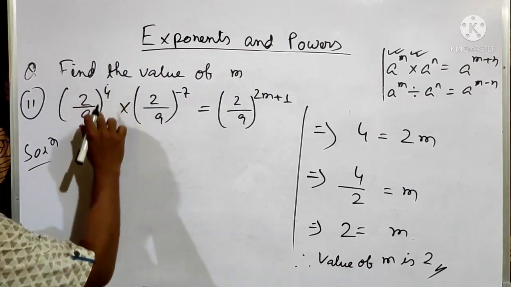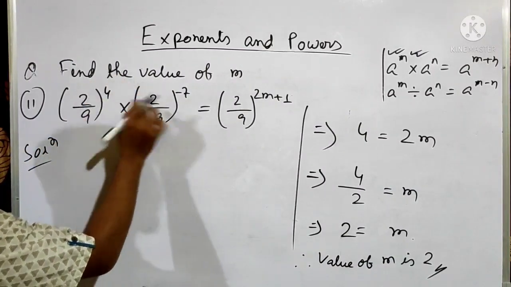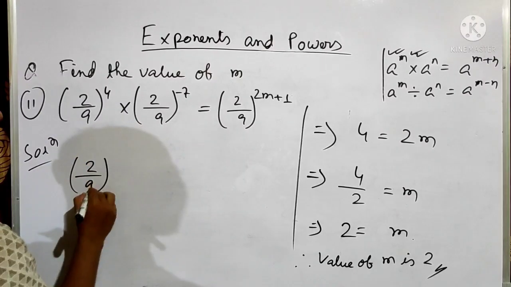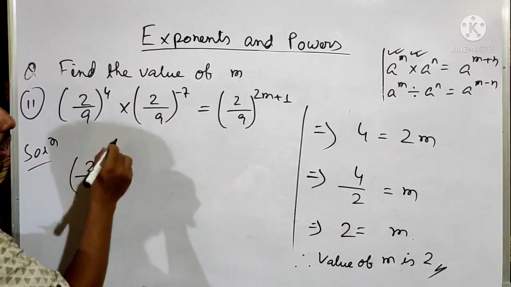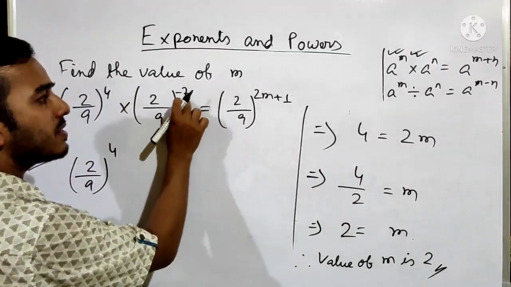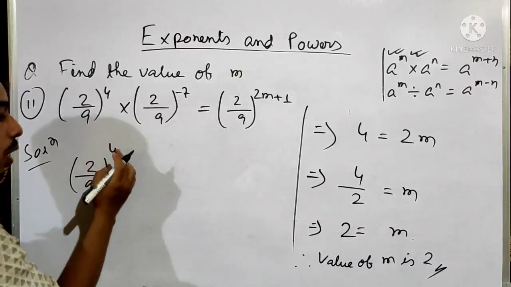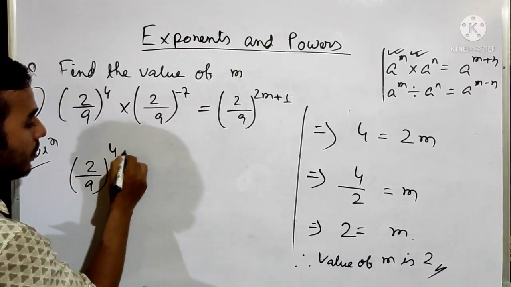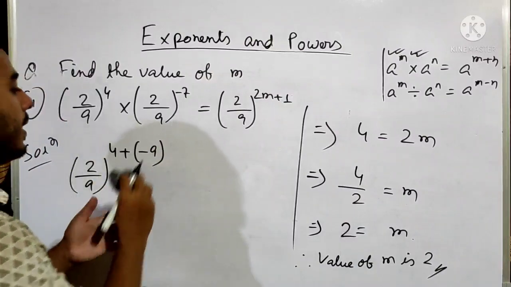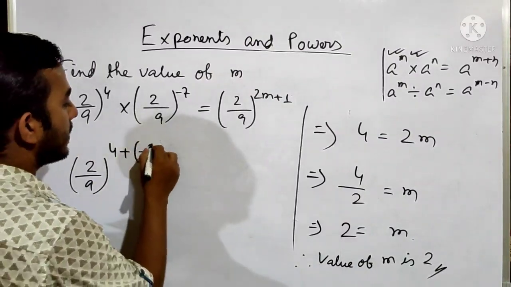Now a power m into a power n is what? A power m into a power n is a power m plus n. Here n is minus 7, isn't it? So look how we write: a power m plus n. Okay, sorry, it is minus 7, m plus n.